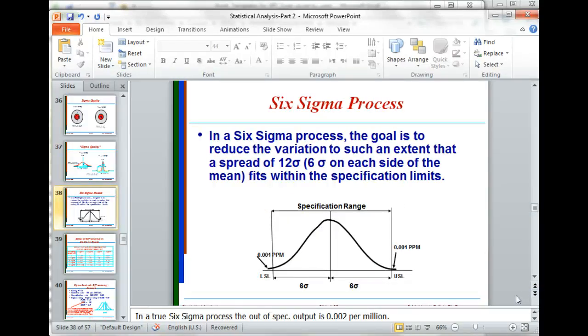Now, in a true Six Sigma, I talk about 4.5 sigma and 1.5 for tolerance for the drift of the mean. If the process was a true 6 sigma, you will see 6 sigma on this side of the mean, 6 sigma on the other side of the mean, and the amount of unacceptable output is 0.001 parts per million, not 3.4, but 0.001 on this side and 0.001 on that side. So a true 6 sigma process is significantly tighter than what is defined as a standard Six Sigma process.